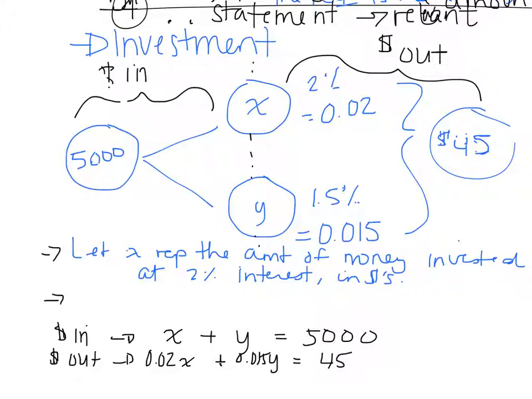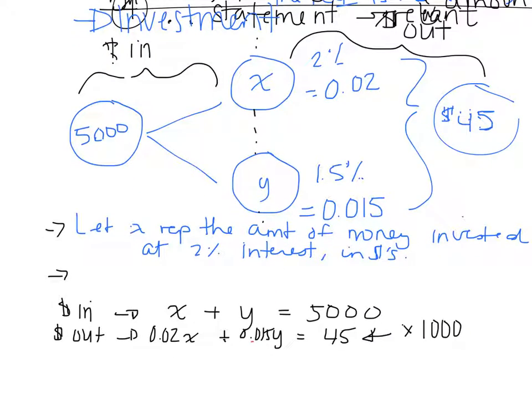If you have an investment question that has decimals and you want to get rid of them, you can multiply by 1,000 in this case, because I have 0.015, 3 decimal places to get rid of. If it was just 2 decimal places, I'd multiply by 100. The number of zeros you multiply by should correspond to the number of decimal places you want to get rid of, and make sure you multiply the 45 as well. So if I multiply this equation by 1,000, it would be 20x plus 15y is equal to 45,000. I don't know why this is not writing properly, sorry guys. Okay, so that's how you work out the questions to do with investments.